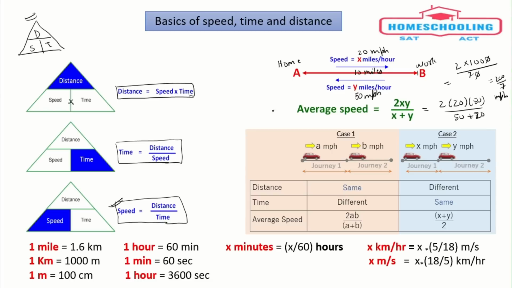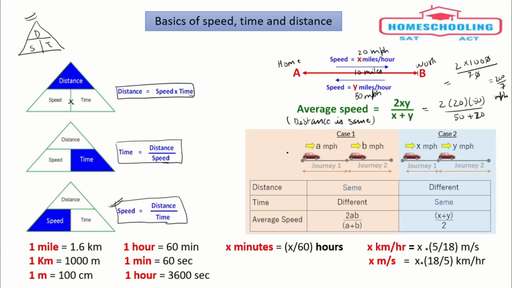You have to remember that when the distance is the same, the average speed formula is 2 into x into y divided by x plus y.